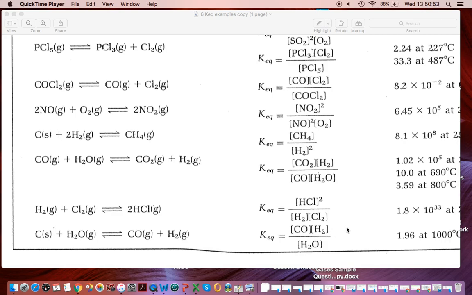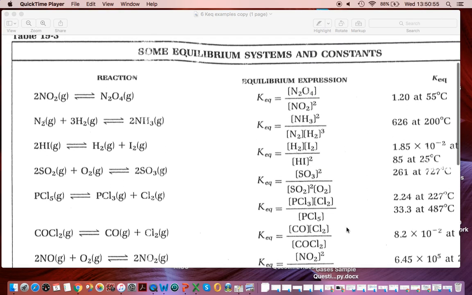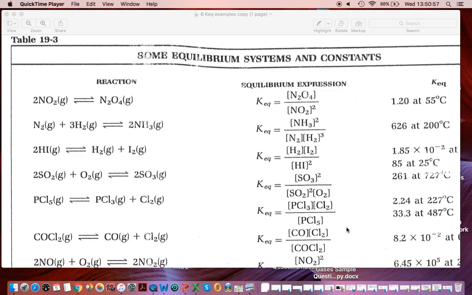So these are things to keep in mind as we move along through qualitative understanding. We'll come back to this when we do it quantitatively. Each Keq will have a certain value at a certain temperature. So temperature will actually change the value of Keq. And we'll run into that more when we do the math of things.